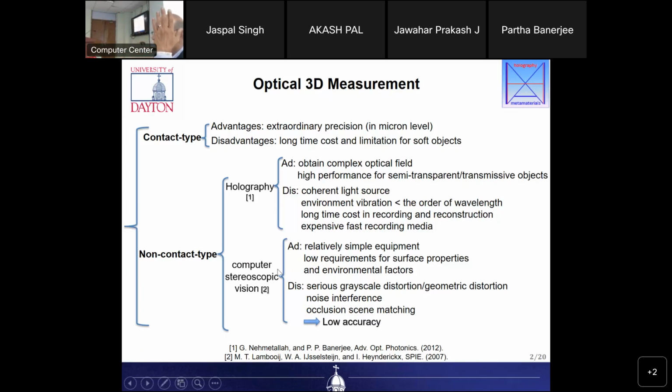And there are other kinds of techniques. There are computer stereoscopic vision techniques. They're relatively simple, but they also have disadvantages. So the question is, can you use something simple like Moire patterns to do that? And the answer is yes. It's very straightforward.